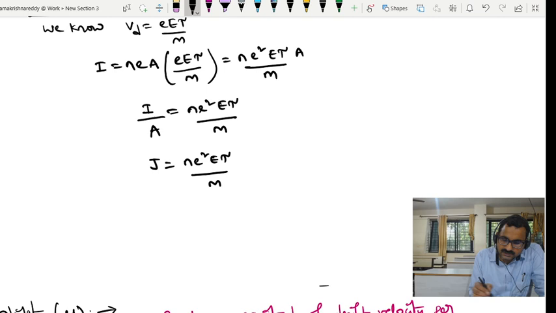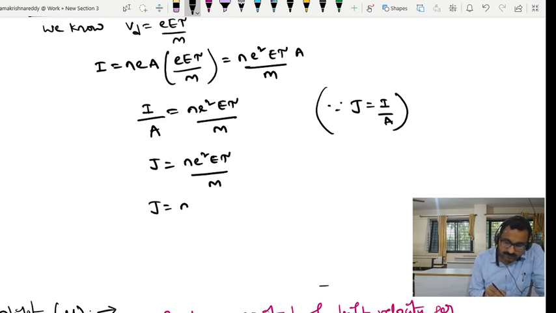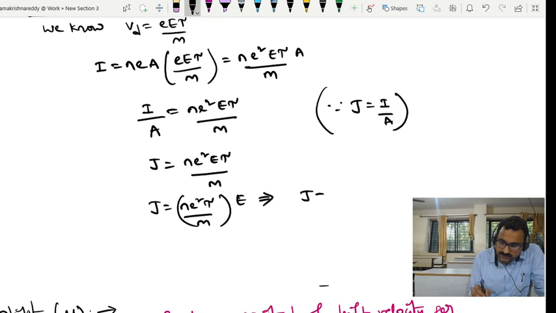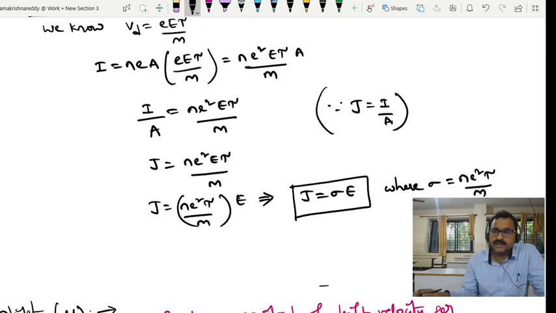Therefore, we know the formula: J is equal to N e square E tau divided by m. You can write this in the form N e square tau by m into E. That implies J is equal to sigma E only, where sigma is N e square tau by m. This sigma is what you call conductivity. Later we will study that. Sigma is the conductivity.